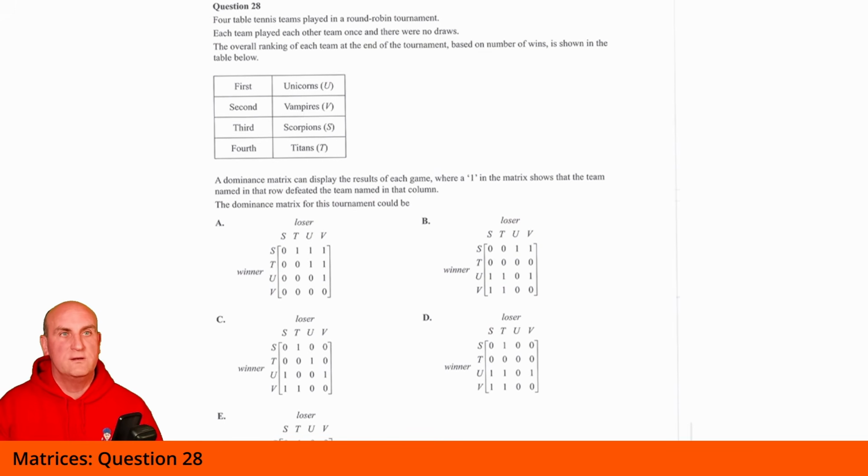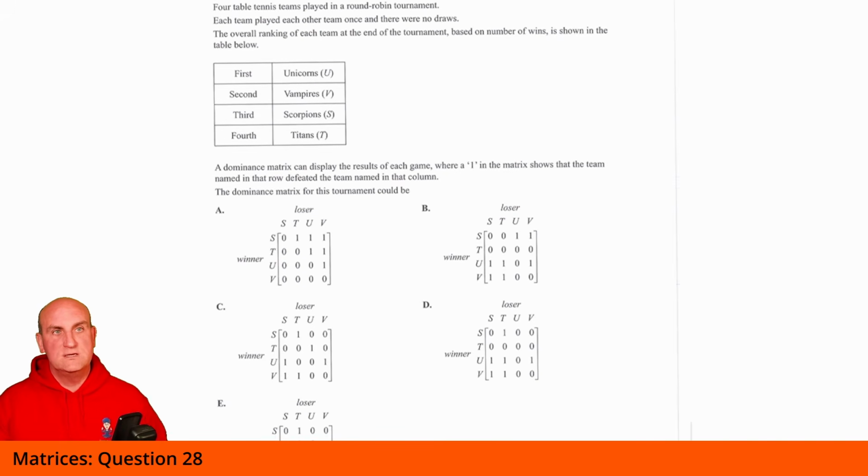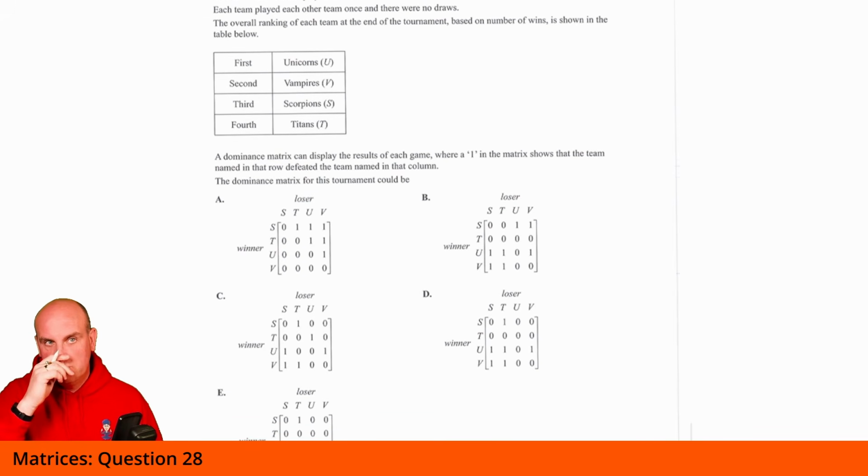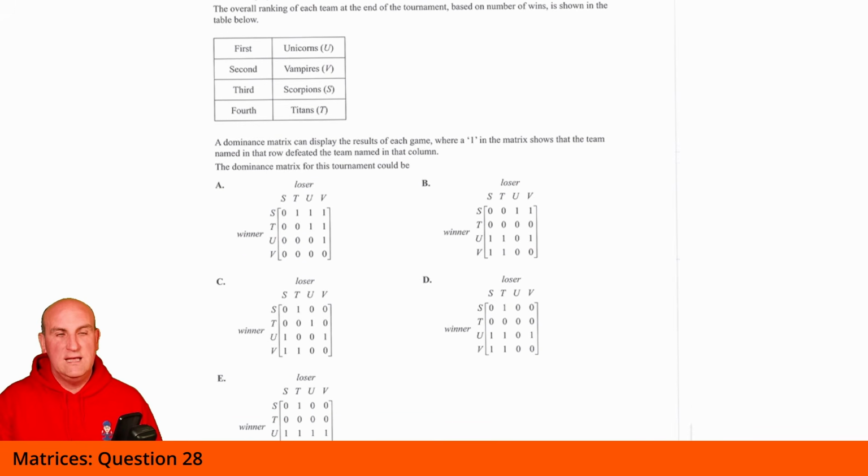Four table tennis teams played in a round robin. Each team played each other team once, and there were no draws. The overall ranking of each team at the end of the tournament based on the number of wins is shown in the table below. A dominance matrix for this tournament could be.